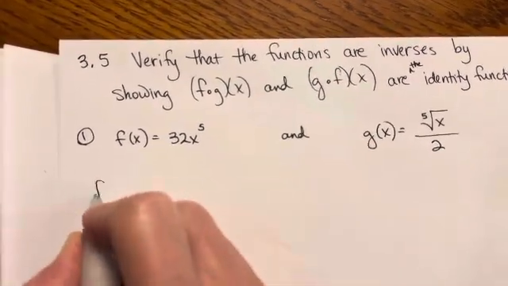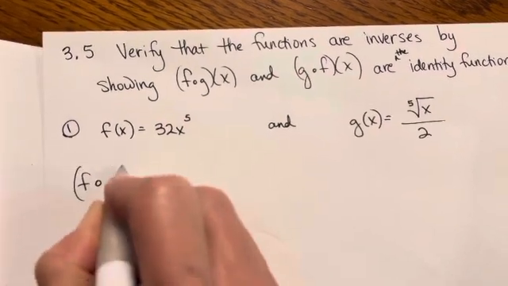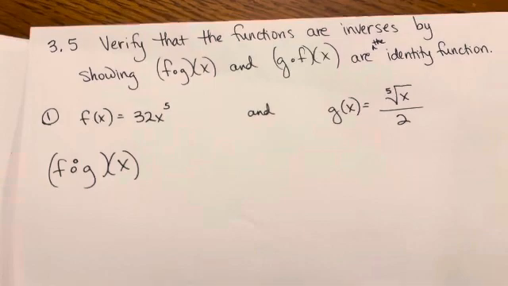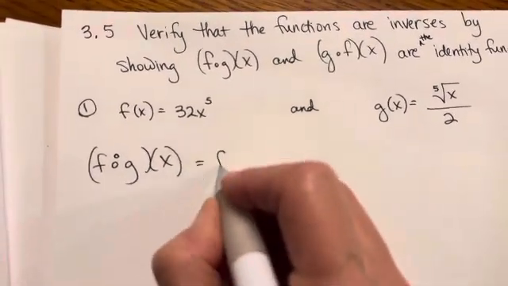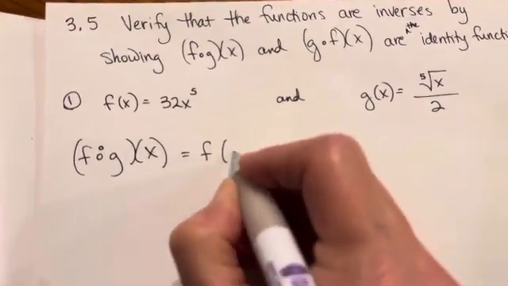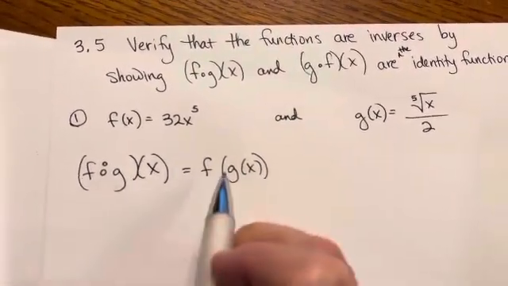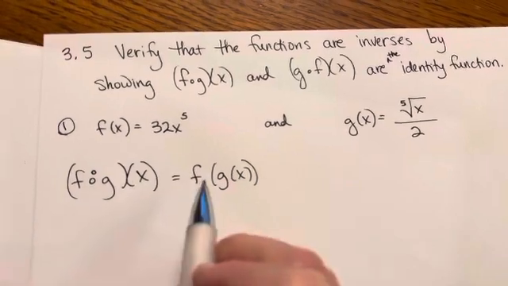Okay, so the first thing they want you to do is find f of g of x. This is just a tiny little open point like that. You could also write this, which is the exact same thing. This is f of g of x. Those two things are exactly the same, just another way to write them, so don't let that bother you.